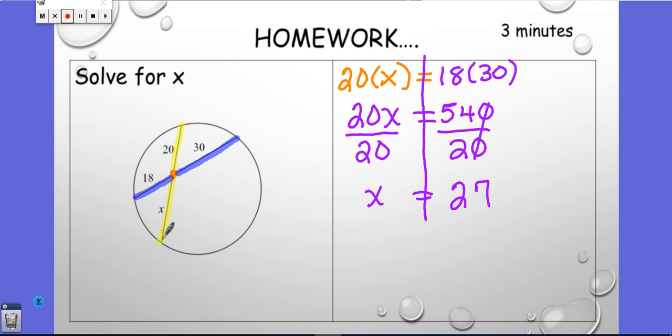And make sure you read these questions, because sometimes they ask you to find the length of the chord. And so if you find the length of this chord, then you would do 20 plus 27, which would be 47. Then 18 plus 30 would be 48. All right, let's go to the next one.